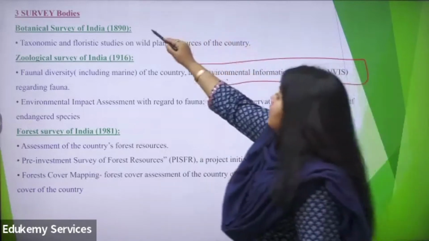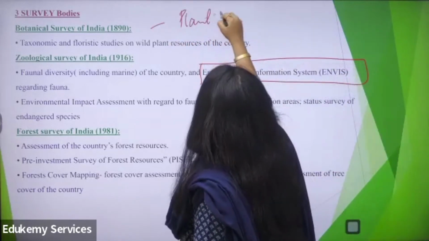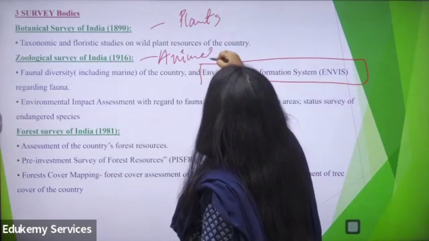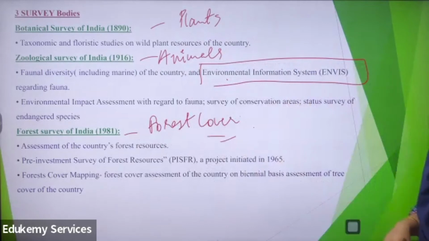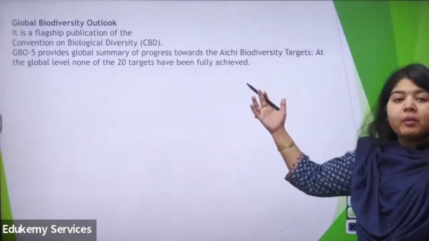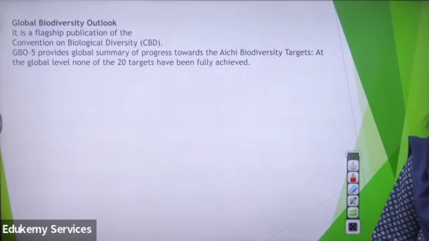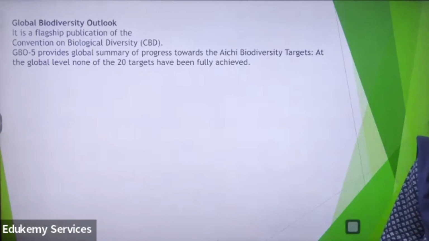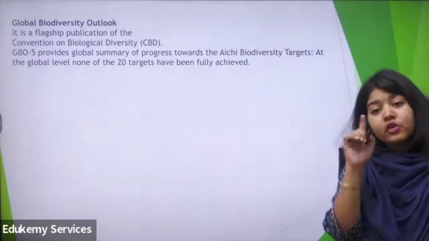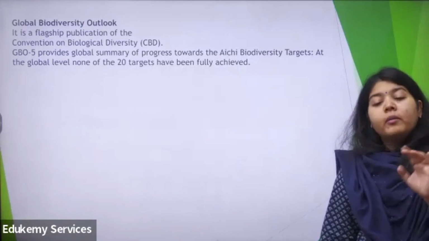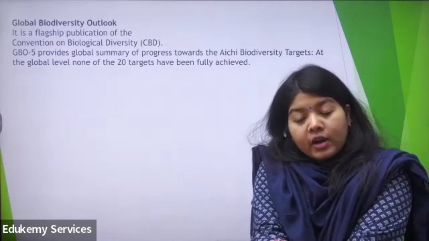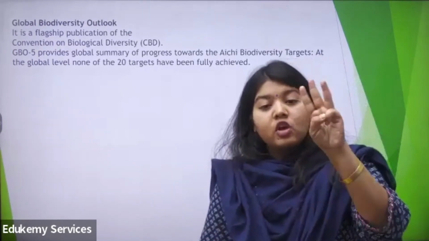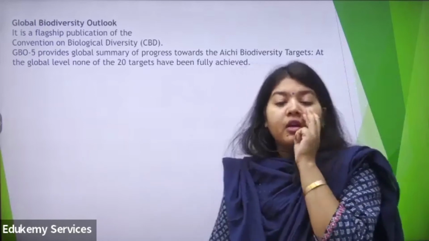Here simply write plants, all the animals, and forest cover. Actually, this is an important publication by the Convention on Biodiversity, which is Global Biodiversity Outlook. Convention on Biodiversity is the first convention which was formed for biodiversity. Is my convention for biodiversity part of Rio Summit? All right. So you had three conventions: UNFCCC, UNCCD, and UNCBD.